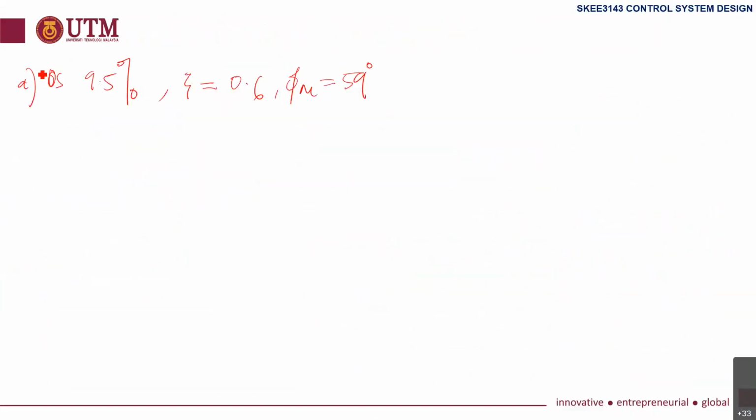That is number one. Number two, we want to find error, KV, given GS.